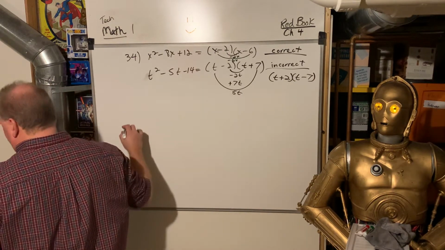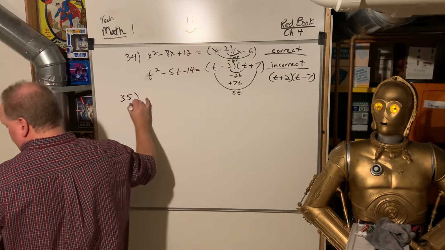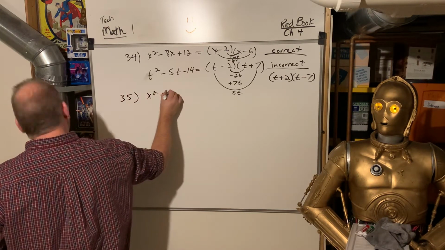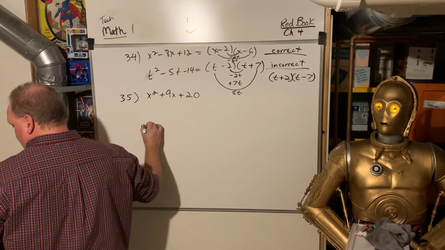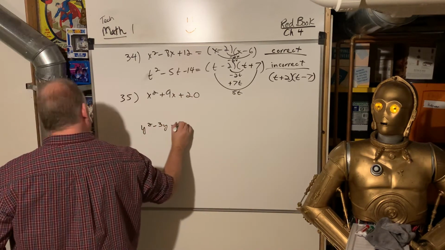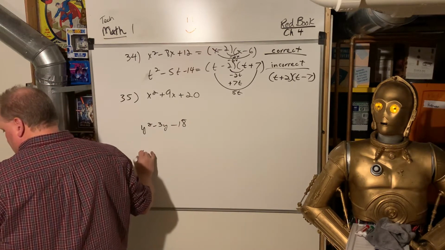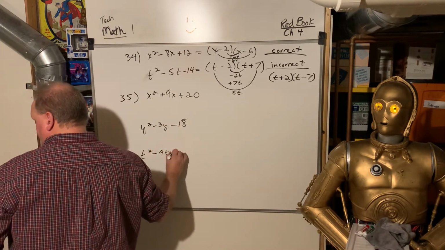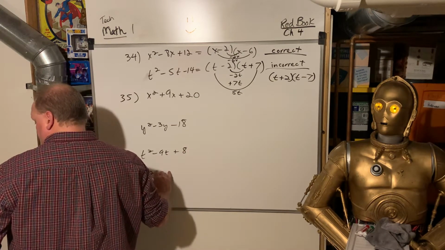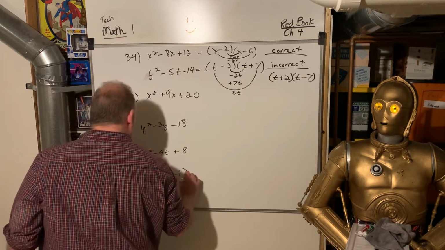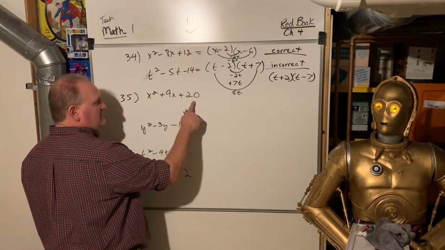Okay, so let's factor 35. There's a bunch of factoring problems. X squared plus 9x plus 20. Y squared minus 3y minus 18. T squared minus 9t plus 8. And m squared plus 4m minus 12. So multiplies to be that, adds to be that.